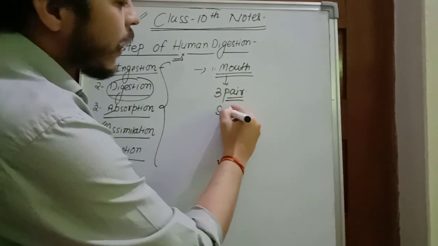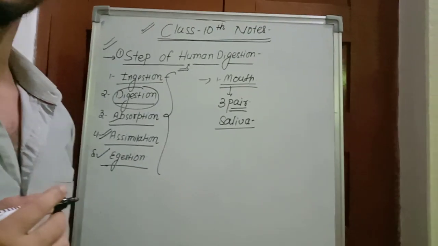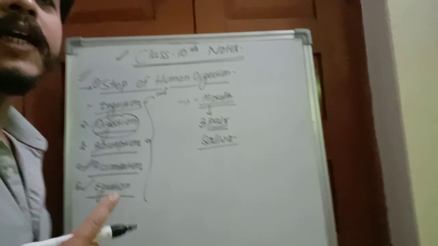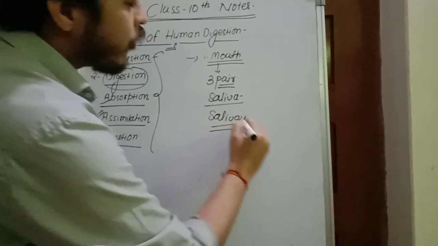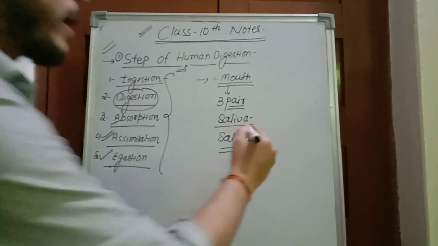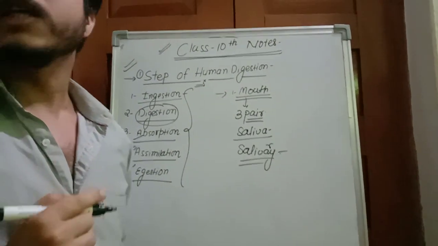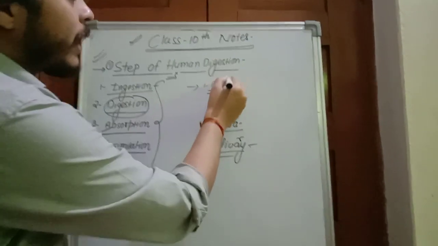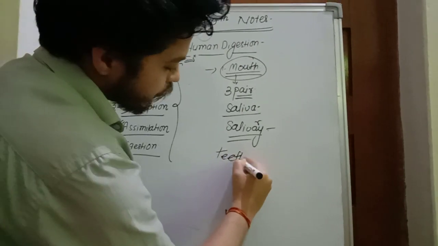Then we write the function of saliva. Saliva makes food moist and slippery for easy swallowing. It also contains the enzyme salivary amylase. Which enzyme? Salivary amylase. You write it down in the notes. And after this, what is the function of salivary amylase? It helps to break down starch to maltose. So that is mouth, and then you may write the teeth.